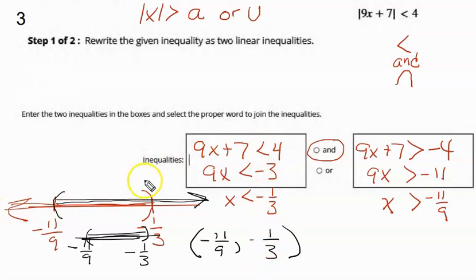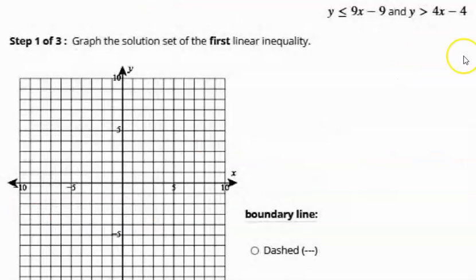Now, if this were a union, if the sign went this way, it would include everything, and that would be all real numbers from negative infinity to positive infinity. But again, that's why you need to be careful of what they're asking, these words and the symbols. Okay, let's go on. This example is also multi-step, but notice they are already solved for y.